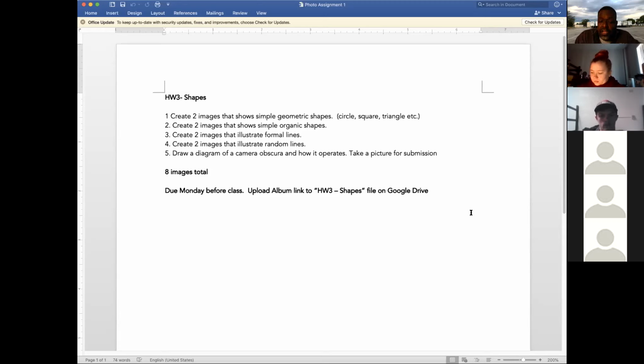So organic shapes. You're going to create, this is already on Blackboard as well, 2 images that illustrate formal lines. Formal lines could be anything like, you can't see this grid paper, it's lined grid paper. The lines are all evenly spaced, perfectly spaced, and perfect thickness and all that. The lines in this go across formally. They're all evenly spaced in the same direction, and there's a pattern kind of developing. So that would be more of a formal line.